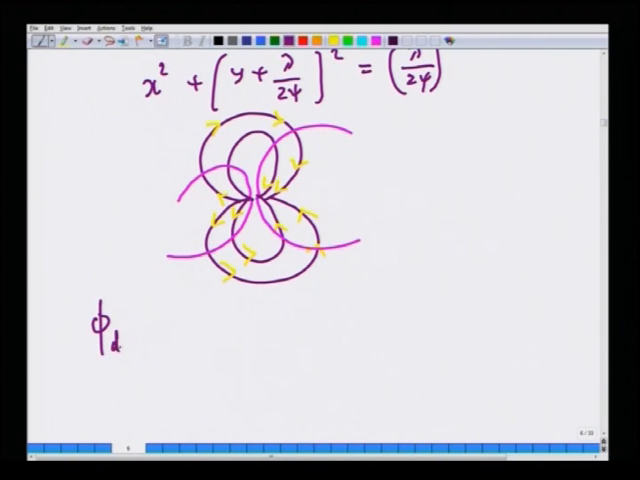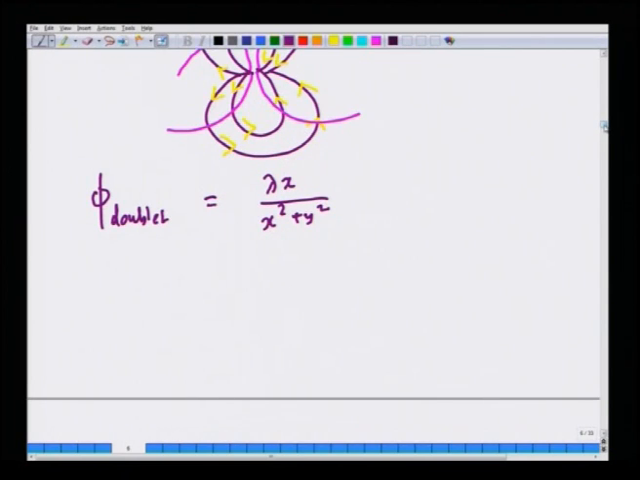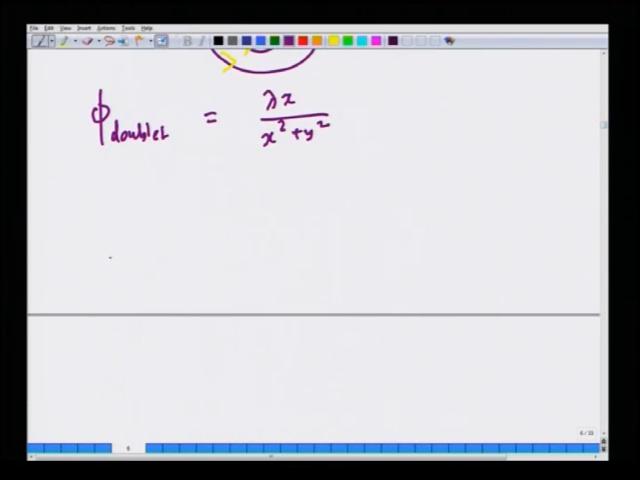So, by superposing the two solutions and taking the limit as a tends to 0, you will get lambda x by x squared plus y squared. These are also circles, but in such a manner that they are orthogonal to the streamlines. The equipotentials are also circles. Now, we have these two expressions, psi doublet and phi doublet.